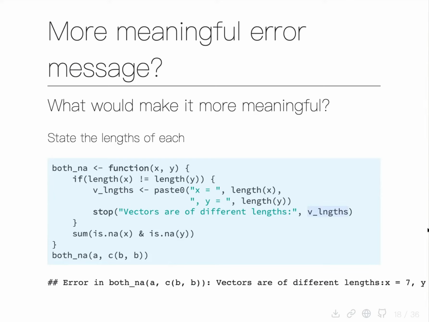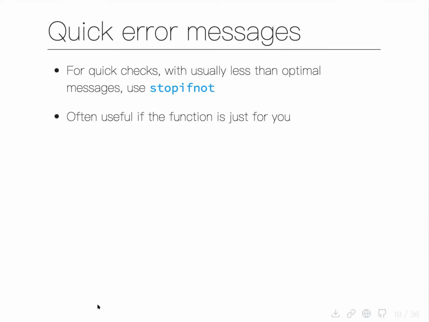Okay, does that make sense? So this is telling us that this vector is of length 14 and this vector is of length 7. Questions?